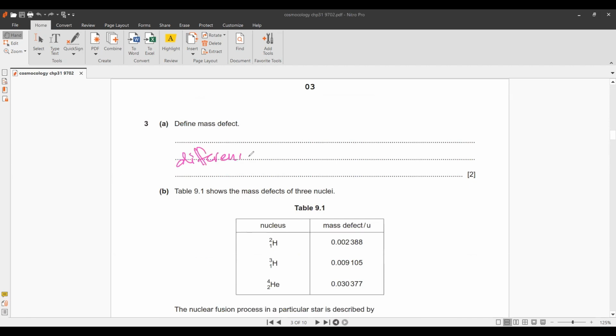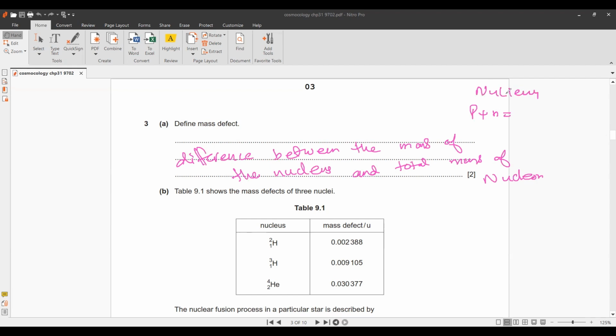It's the difference between the mass of the nucleus and the total mass of the nucleons. That is, when protons and neutrons are added, and the mass of the nucleus itself. So the difference between these two is the mass defect. They have asked us about a nuclear fusion process in a particular star.